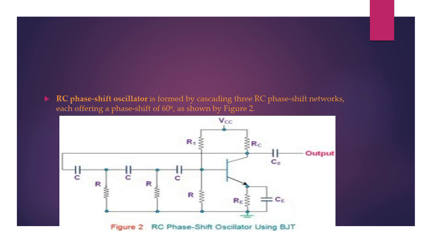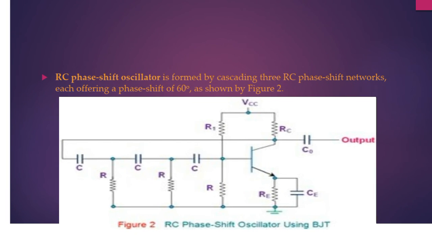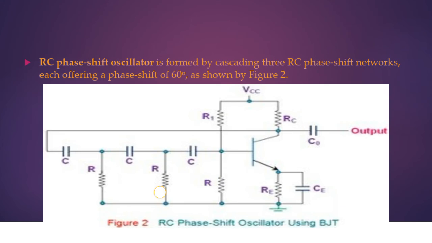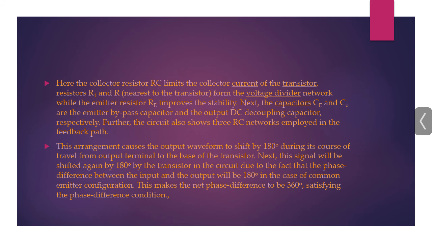The RC phase shift oscillator is formed by cascading three RC phase shift networks, each offering a phase shift of 60 degrees. Here we have an RC network, here another RC network, and here another. These are the three RC networks.